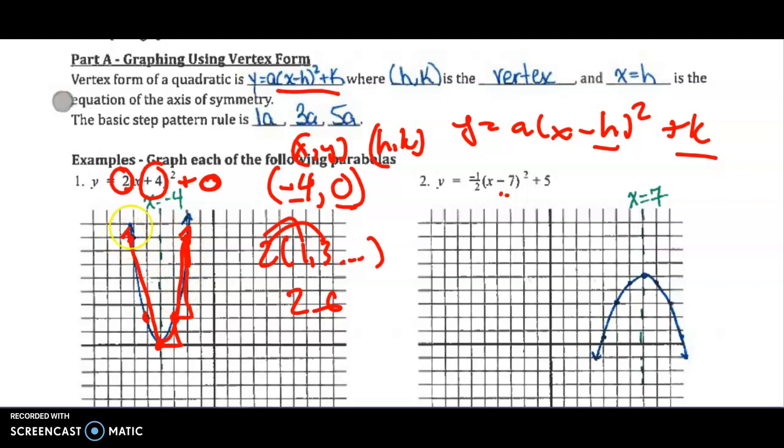Now, the thing that I draw on is a little slippery, so my parabola looks a little bit wonky. Okay, but that's what that looks like.